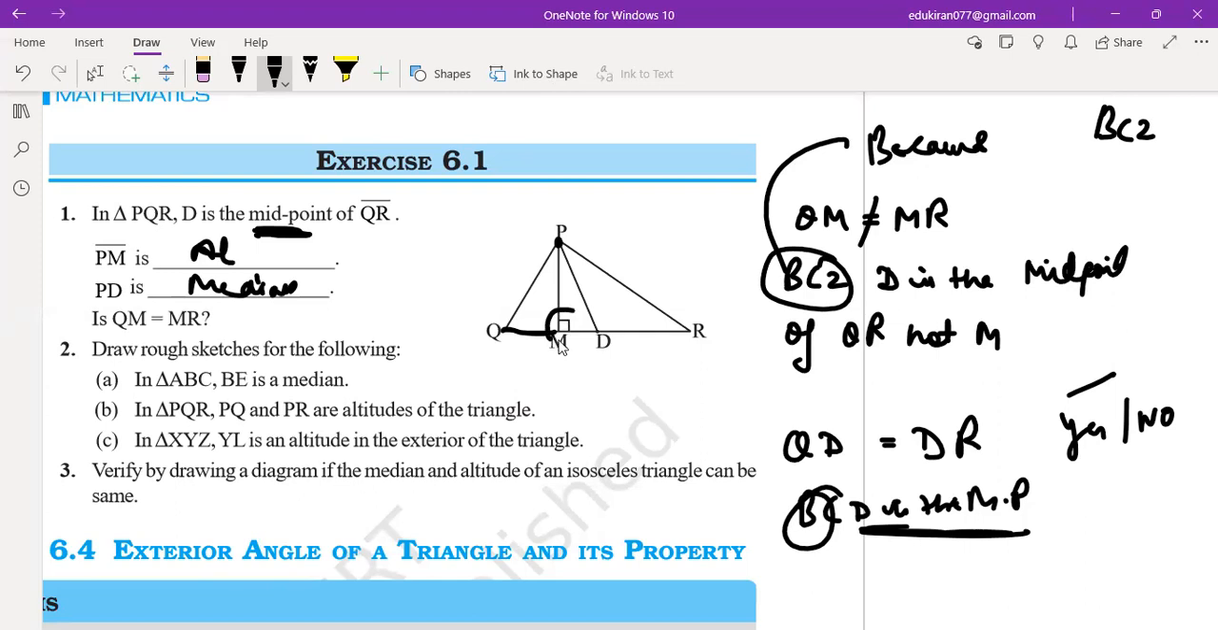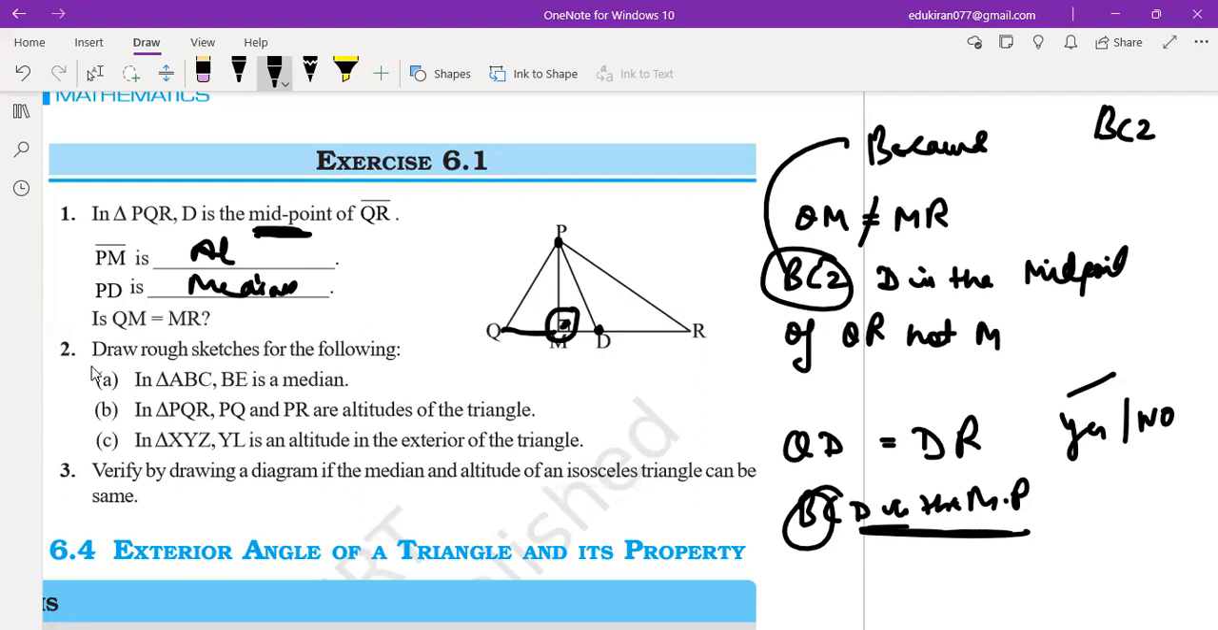You only have to check this sign. Only one 90 degree will be there, right? So if this sign is there, then you will say, ma'am, this is the altitude. Others will be heights. If this sign is missing, then this is a height. But if the line is joining the midpoint, it will be the median.